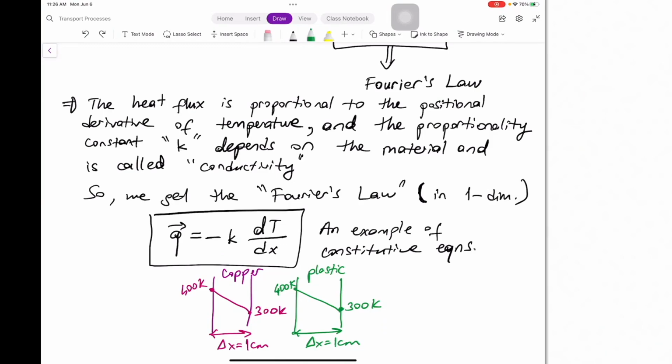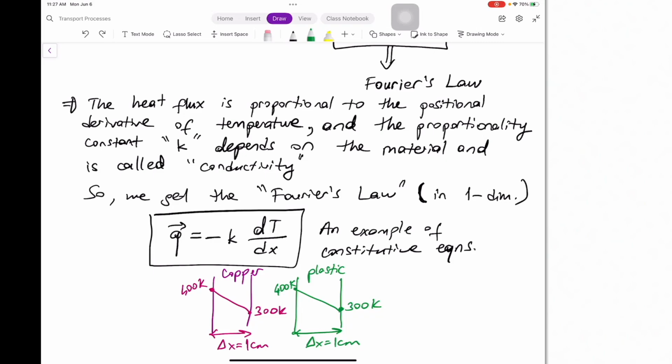Okay, now we have two cases. Imagine that you have the same dT over dx, the same temperature profile within the same thickness. And here's what happens. K for the copper, for the metals, the conductivity is larger than the K for the plastics. So you would expect the heat flux to be larger for the copper case than the plastic case.